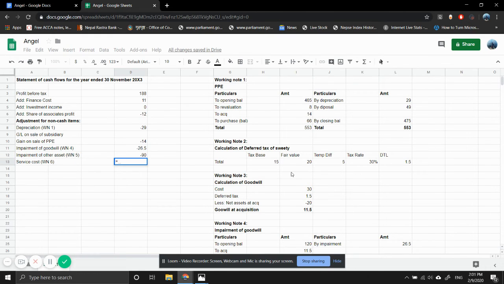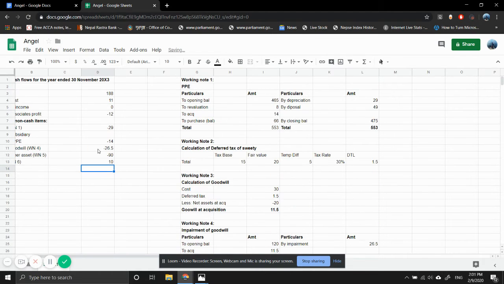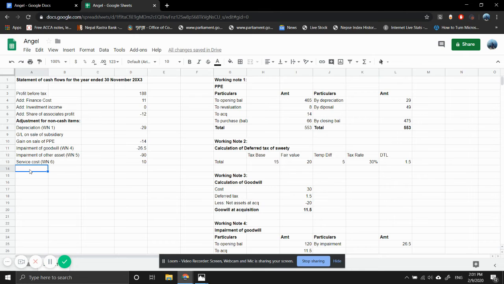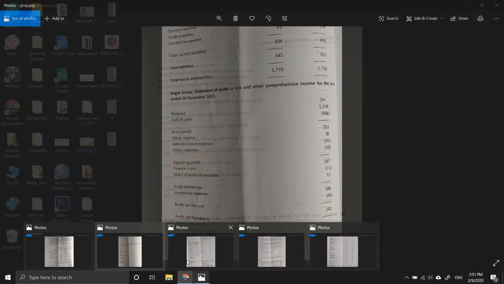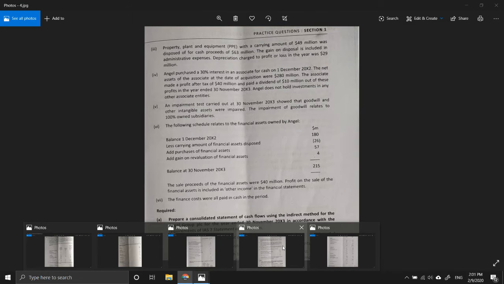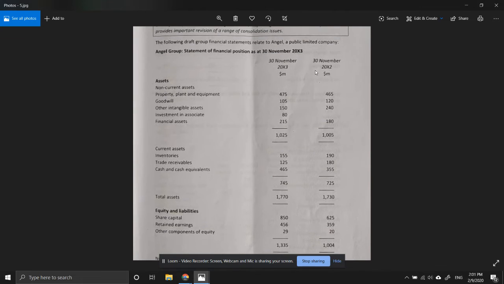Interesting, right? This figure, okay. And then after that, are we missing anything? What about financial asset? I saw something about financial asset as well. Was there any selling in case of any other items?